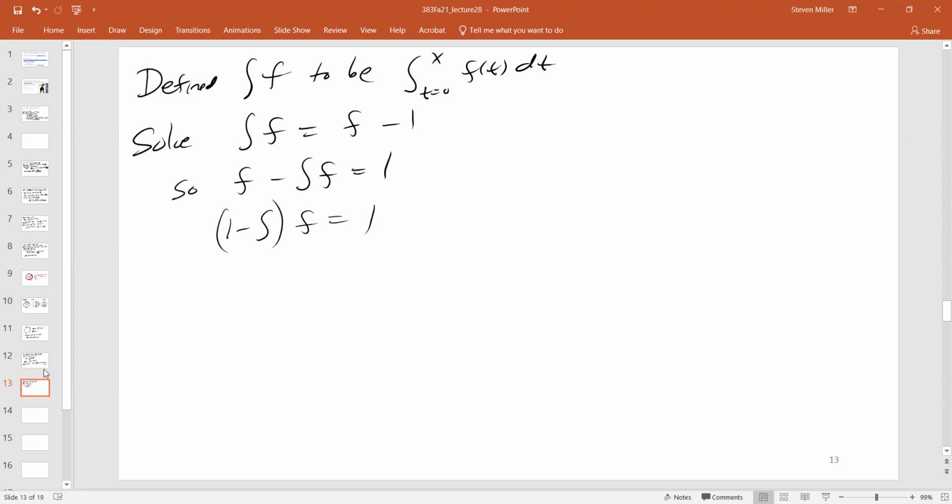We did this earlier today. We just factored things out. So this is the same as f equals 1 minus integral inverse acting on 1. Right? I'm just applying the inverse operator. What's 1 minus integral inverse? What does that equal?